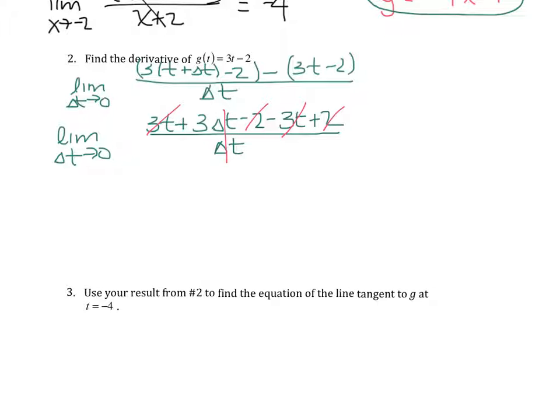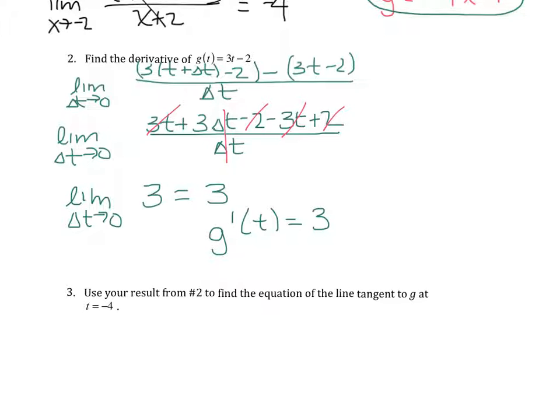Well, those delta t's cancel. That leaves us with the limit as delta t approaches 0 of 3, which is constant, so our answer is 3. If I were to write that using the proper notation, I would say g prime of t is equal to 3. What that means is that the derivative of that function is 3, always. That makes sense because we said derivative is slope, and looking at that line, the slope was 3.